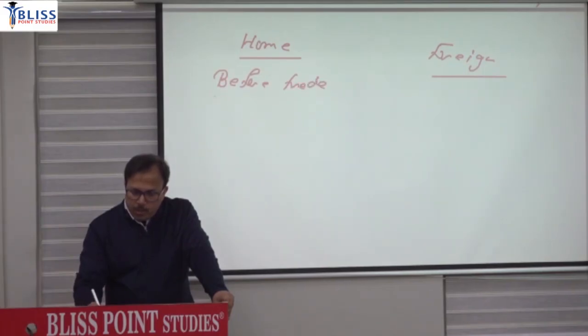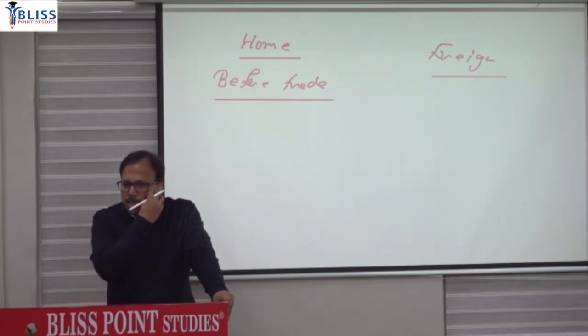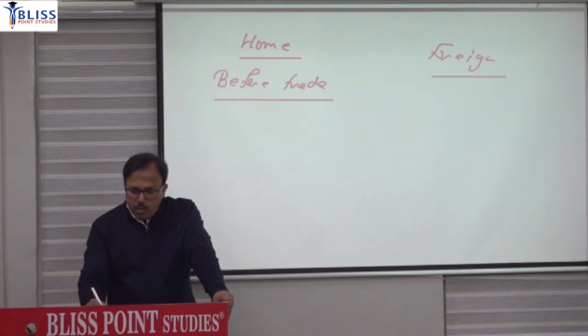Without trade, what will happen to the home country? Without trade means a country must produce both goods. A country can produce both goods only when price is equal to opportunity cost. So without trade, this PC upon PW must be equal to which number? ALC upon ALW.